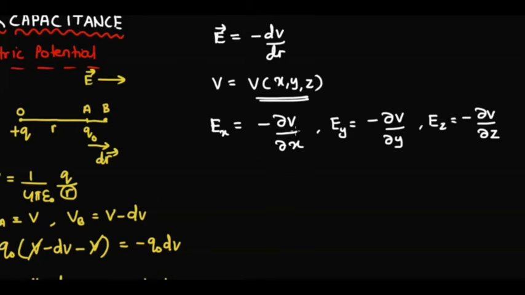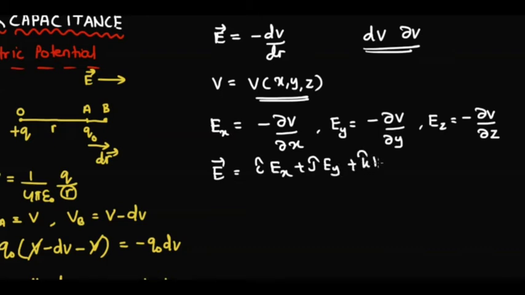Now we have to understand the meaning of this partial differentiation. What is the difference between dV and del V? If Ex is this much, Ey is this much and Ez is this much, then the total electric field will be how much? I cap Ex plus J cap Ey plus K cap Ez.